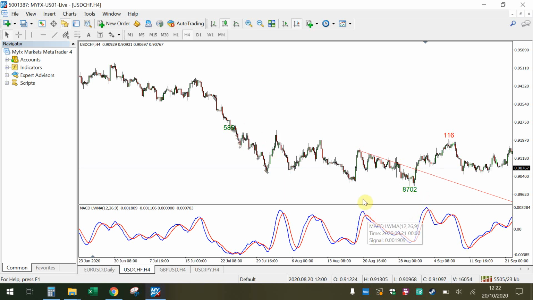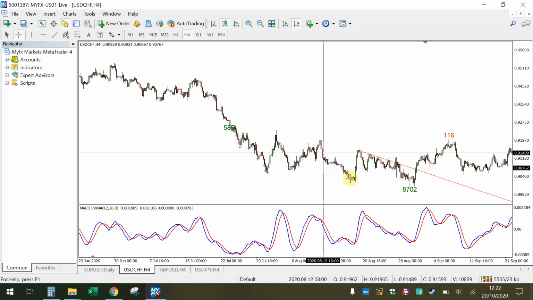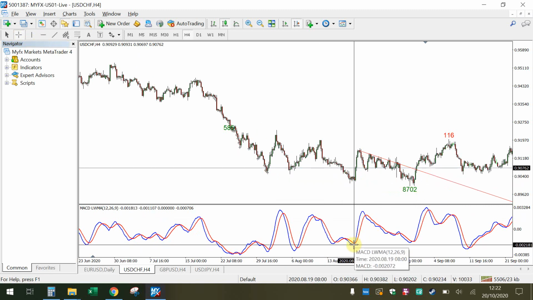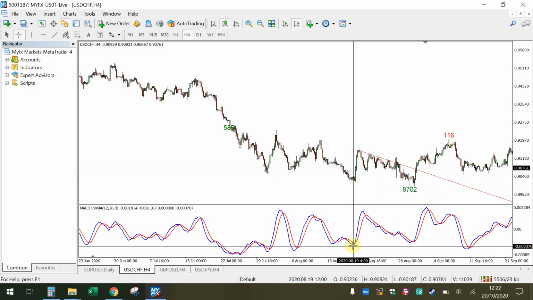But again, what are we doing? We're looking for bullish divergence. Price makes lower lows, and again, you expect the MACD to make lower lows. You've got one low there, and then the other low is actually higher. Again, that gives us another strong confirmation, once this trend line is broken, that we are in a good position.